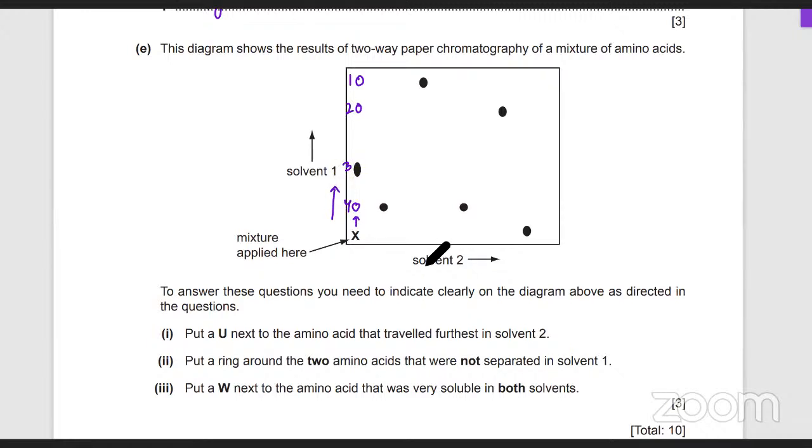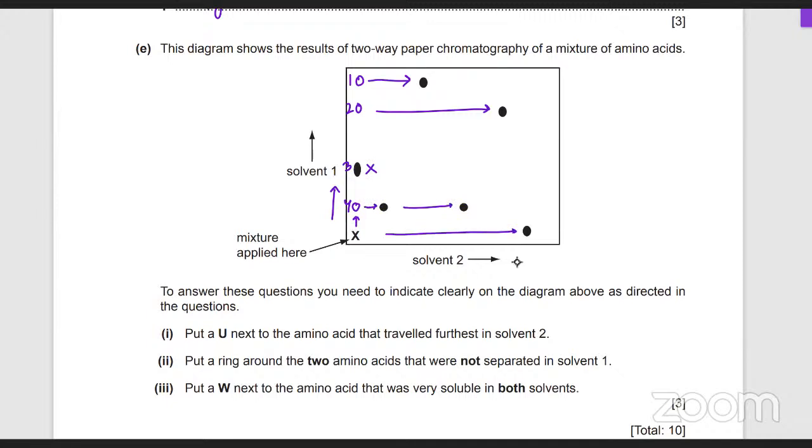Then you do exactly the same chromatography but using a different solvent, in the other direction. Paper को उल्टा करके फिर आप दूसरी direction में उसकी paper chromatography करते हैं using solvent number 2. So these amino acids travel along the other solvent in the other direction. ये वाला तो travel ही नहीं कर रहा था, ठीक है? This one separated into further amino acids, एक पीछे रह गया था, वो भी separate हो गया.